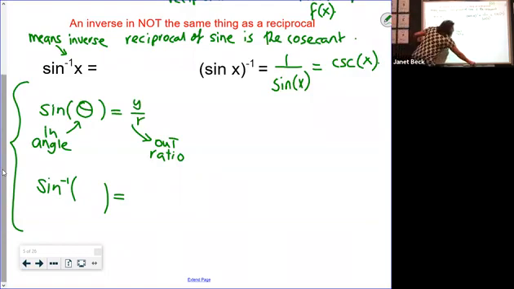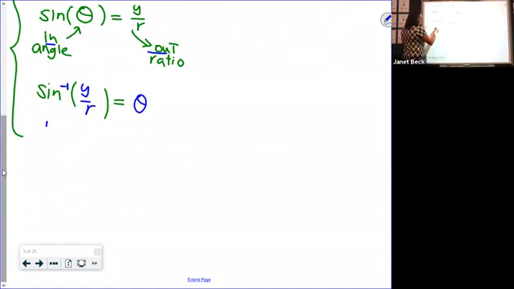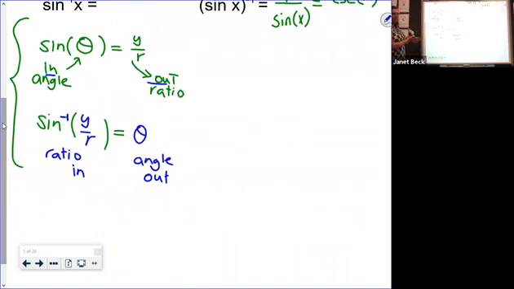So when we see inverse sine, yeah, somebody's got a question for me? We have a quiz on Friday. Inverse sine, you switch your inputs and your outputs, your domain and range switch. The ratio is going to go in and the angle is going to come out. So when you get a function and its inverse, the domain and the range switch.